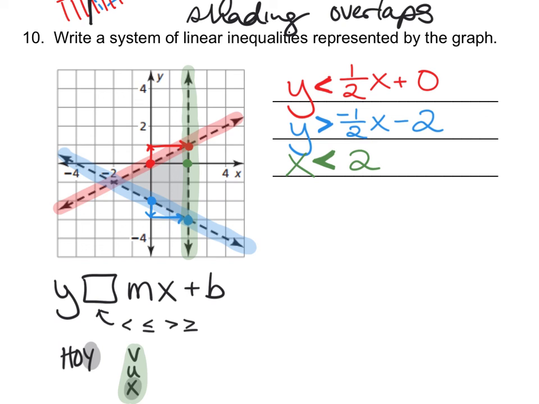Amazing. So again, writing the inequalities is not hard. You just need a slope, which is the rise over the run, and you need a y-intercept, which is where the graph crosses the y-axis. You pick the symbols based on the solid or the dashed lines and where it's shaded.